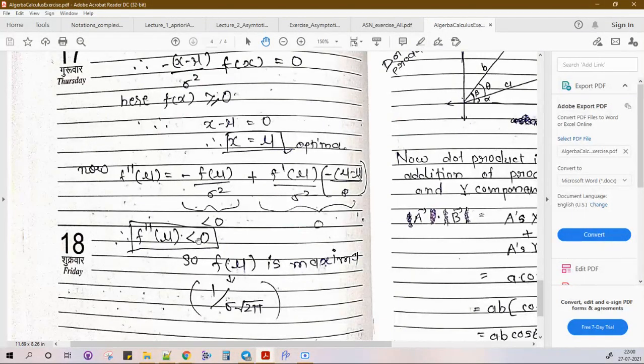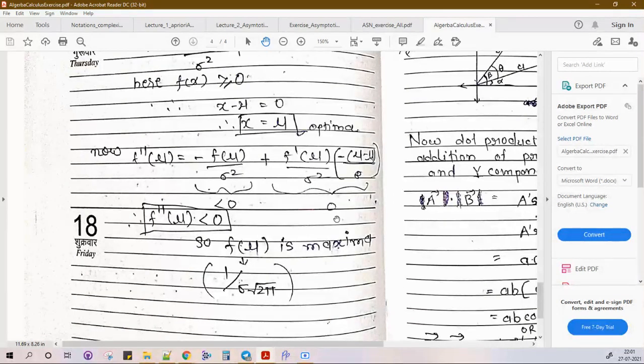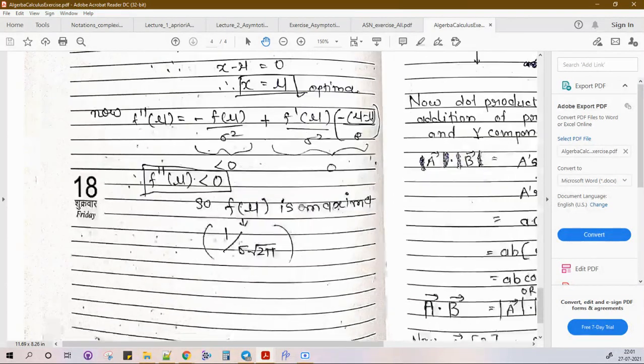So my second derivative is negative. What is the meaning of second derivative being negative? That means f of mu is maxima. Yesterday we discussed this, right? If second derivative is negative, that means the first derivative will start decreasing, like coming down from the hill. That means we were at the maxima, we were at the top, correct?